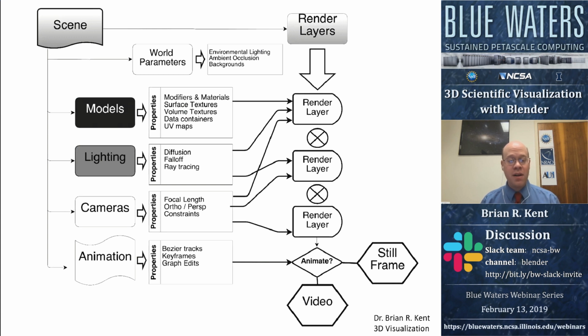And then how are we going to animate all this together? Are we going to be moving our cameras? How do we leverage Blender to actually insert the keyframes and do what we call graph editing to actually move all of these objects around together in concert? Then we combine all of these rendering layers and we either export a still frame or a high-resolution video.